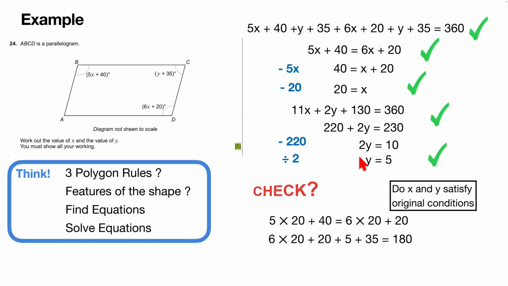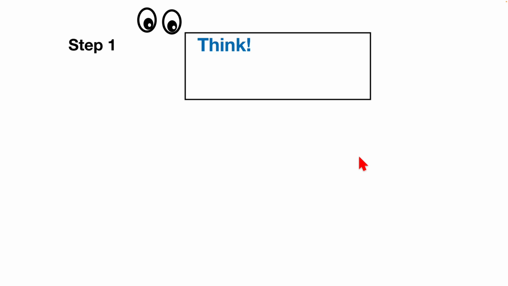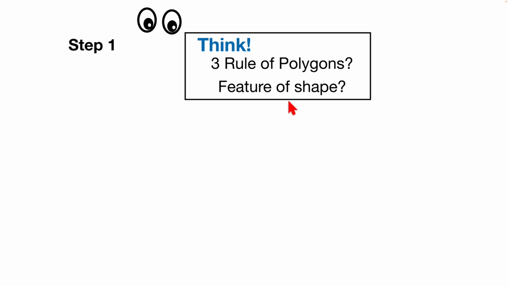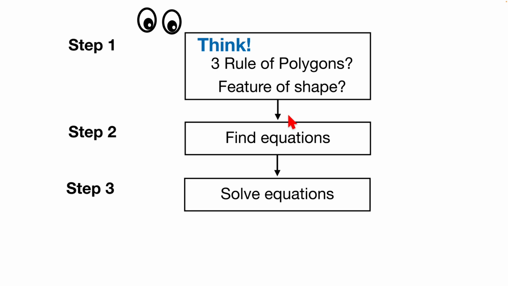So, what do I do? I have a think, I do some calculations, and I do a check. If I was to think about what do I look at first with a question like this? Well, step 1, I have a think, and I go 3 rules of polygons. If there's a polygon in the diagram, which there often is, and then the features of the shape. Which angles are equal to which angles? That helps me derive some equations. So step 2 is to find those equations, and then step 3 obviously to solve the equations, and then a check. These 2 rules will get you most of the way through these questions.